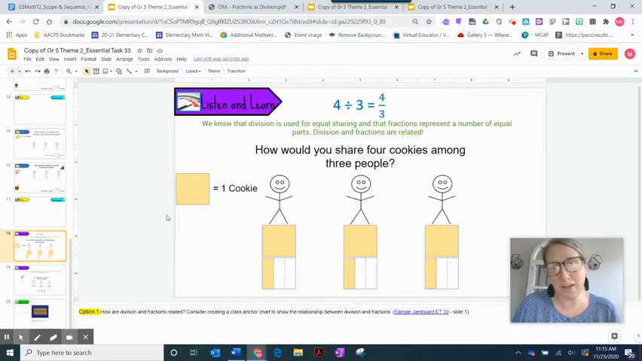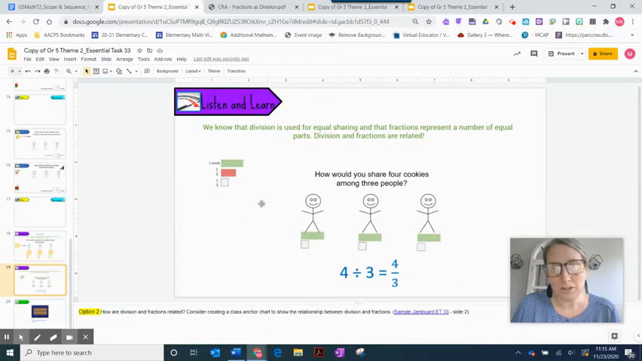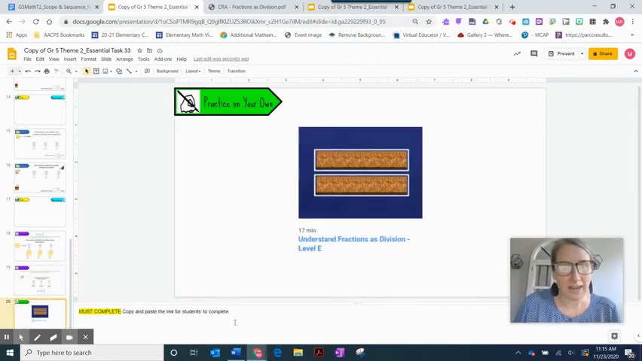The listen and learn, depending on what strategies your students used, you might want to do a Post-it note visual. You might want to do the Cuisenaire rod visual, whatever works. There's also a sample Jamboard of an anchor chart that you could make. This Understanding Fractions as Division is a must-complete video.